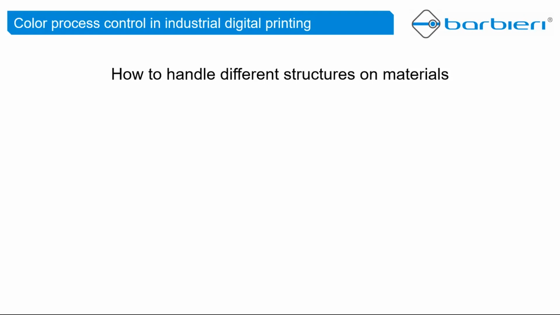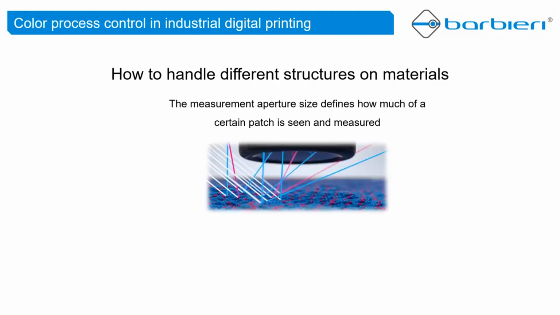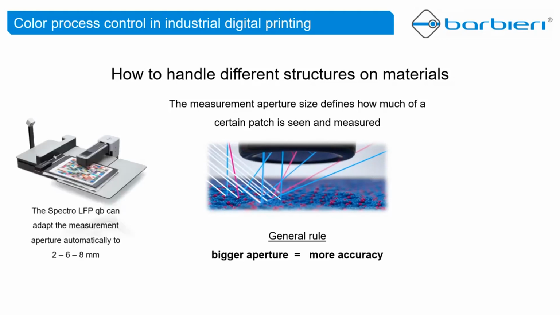So how can we handle all of these challenges? I picked out a few to talk about more specifically. How do we handle different structures on materials? The measurement aperture size defines how much of a certain patch is seen and measured. As you see here in this picture, a small measurement aperture will capture some light information and some light information gets lost. With a larger aperture, of course, more light information is captured and less gets lost. So the general rule is: the bigger the aperture, the more accurate a measurement will be. The Spectral FPQB can adapt the measurement aperture automatically to 2, 6, and 8 millimeters.